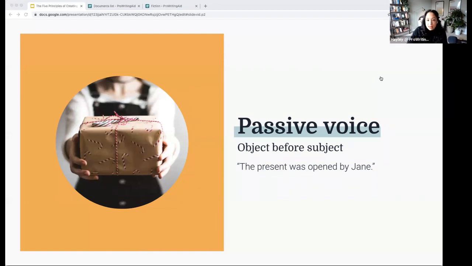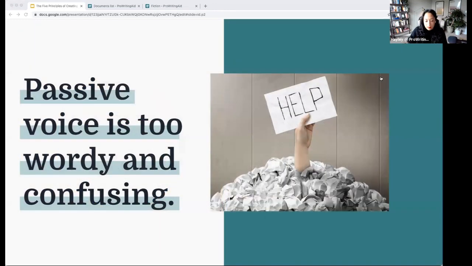When you write with passive voice, you take the power away from your subjects by putting them at the end of your sentence. So here on the slide, I have an example of a passive voice sentence. The present was opened by Jane. Now, that sentence is really simple. It's pretty easy to understand. It's only a few words. But overall, passive voice is too wordy and confusing for your readers. It can negatively affect readers. But that being said, it's not grammatically incorrect.